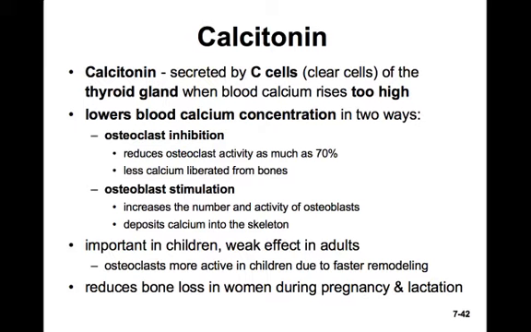Now, this calcitonin is very important in children. It has a very profound effect. However, it has a much weaker effect in adults. The reason for this is that osteoclasts in children are much more active because their bones are growing and there's a lot faster remodeling going. As we increase the bones in diameter, osteoclasts are chewing them up, and osteoblasts are laying down more bone. So osteoblast activity will predominate in children.